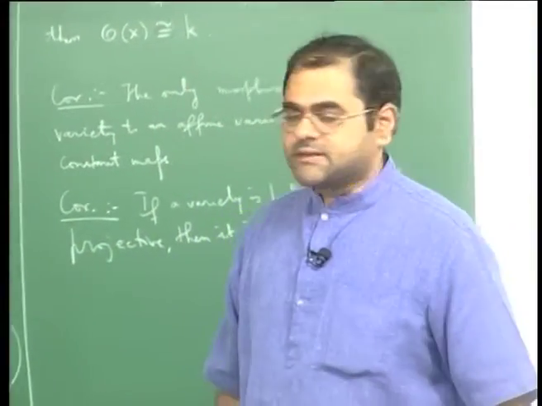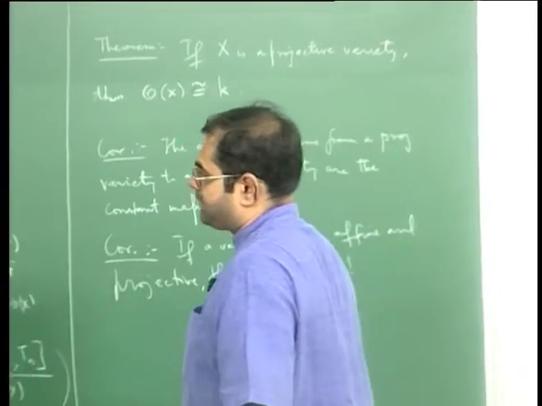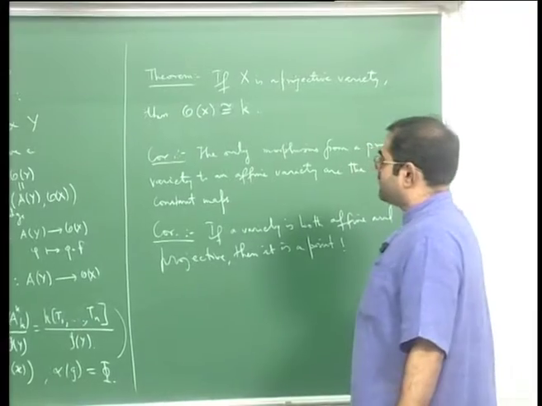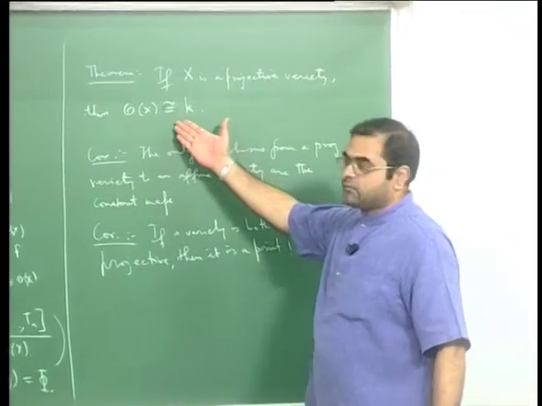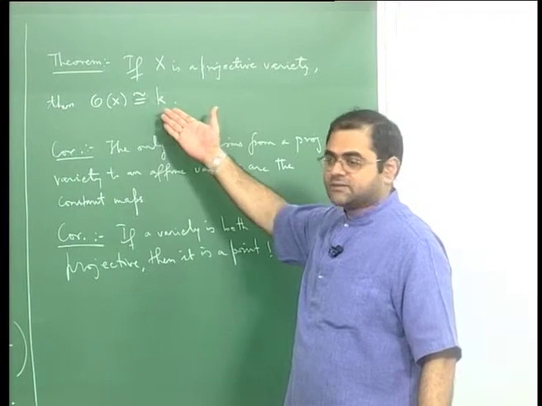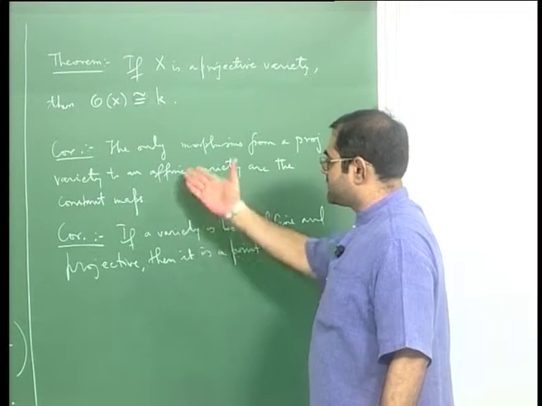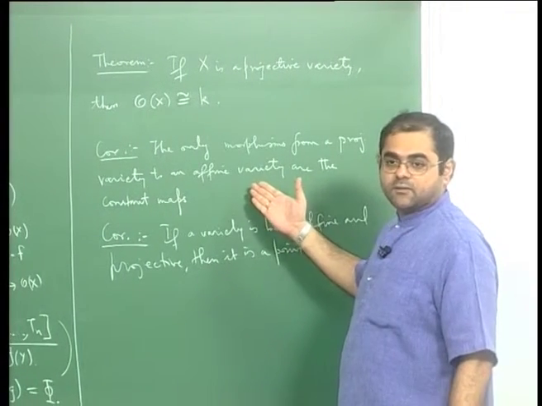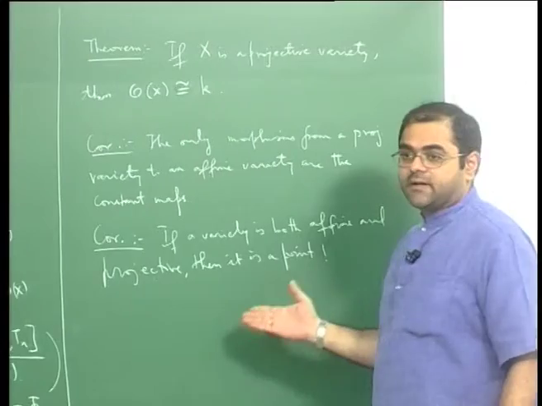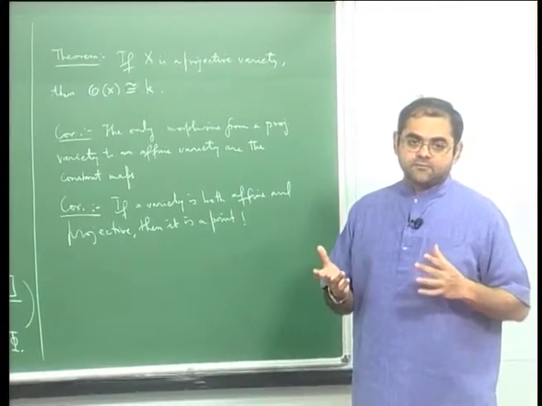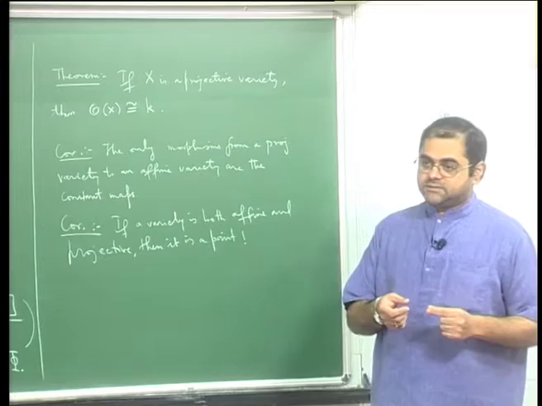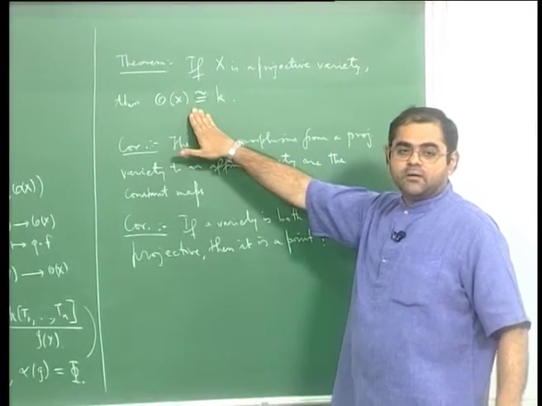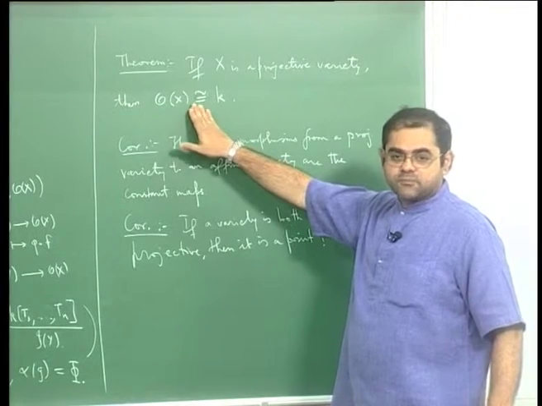This is a continuation of the previous lecture where we were discussing projective and quasi-projective varieties. The last thing that we saw was that if you have a projective variety, then there are no non-constant global regular functions, and as corollaries we saw that the only morphisms from a projective variety to an affine variety are the constant maps, and putting the condition of projectiveness and affineness on a variety reduces it to a point. These are all just reflections of the fact that there are no non-constant global regular functions on a projective variety.